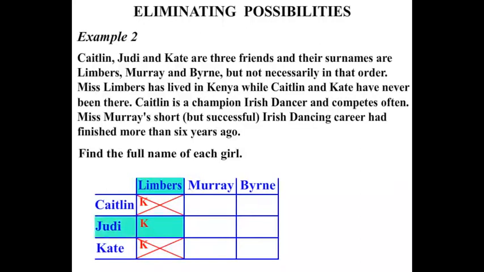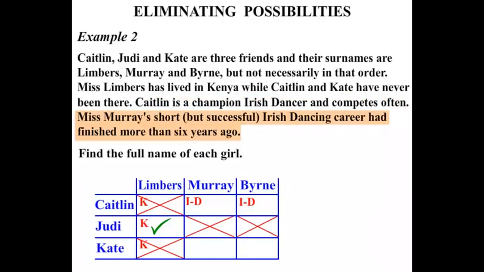So let's give that a tick. And so we know it's going to be Judy Limbers. So in other words, Judy Murray, Judy Byrne, it's not going to be that. We can cross those ones out. Next clue. Caitlin is a champion Irish dancer and competes often. So in the Caitlin row, we're going to write ID for Irish dancing.